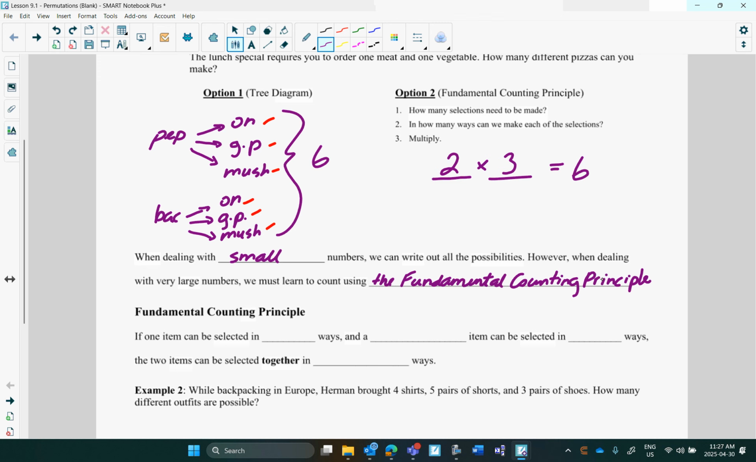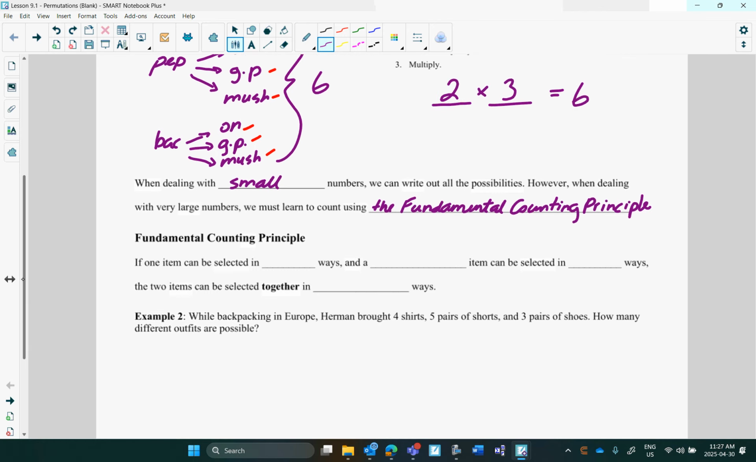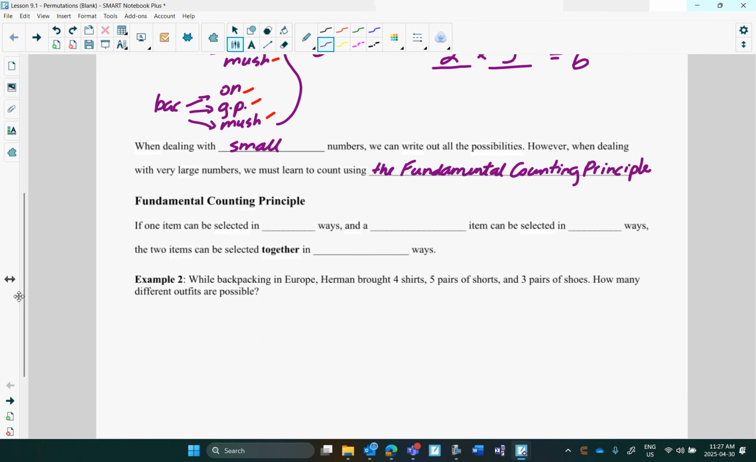And what does it mean? If we can choose one item in A number of ways, and the second item can be selected in B number of ways, the ways I can make them together will be A times B.